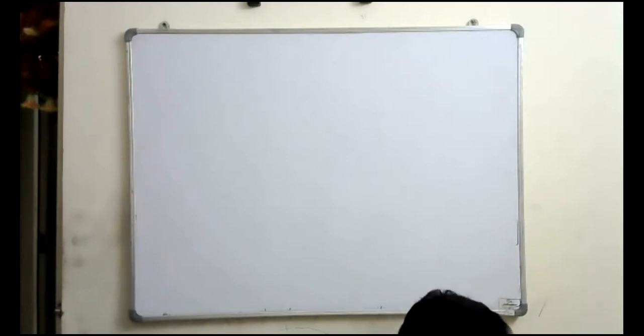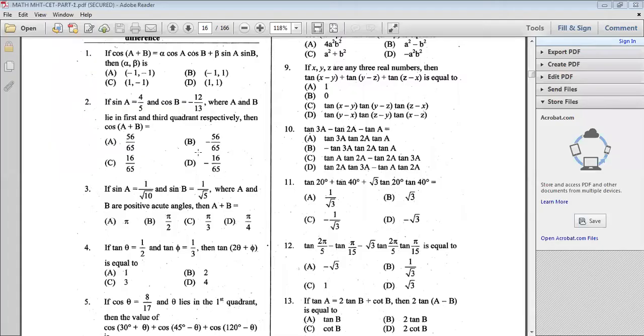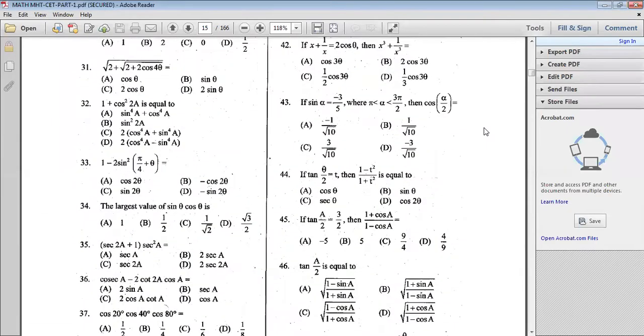So कहाँ तक हो गया लास्ट क्लास में? Question number 10 was over. Okay.